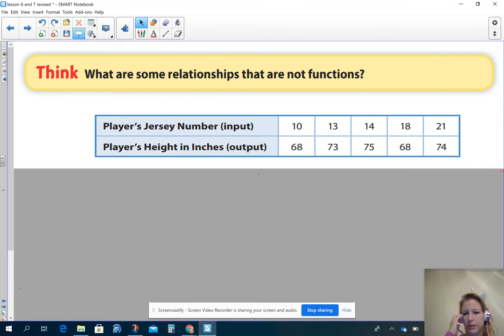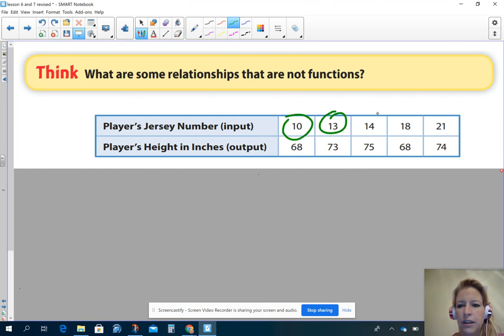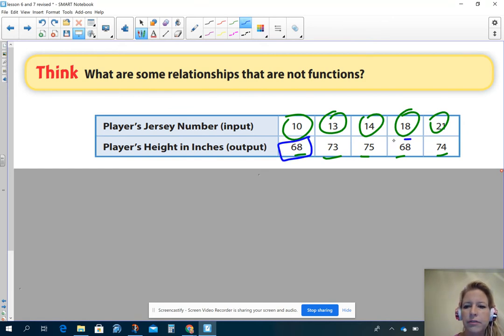So let's look at this one. We have jersey numbers and we have height. So let's look at these jersey numbers: 10, 13, 14, 18, 21. And then I've got height: 68, 73, 75, 68, 74. So I've got 2 heights that are the same. But look at my jersey numbers.